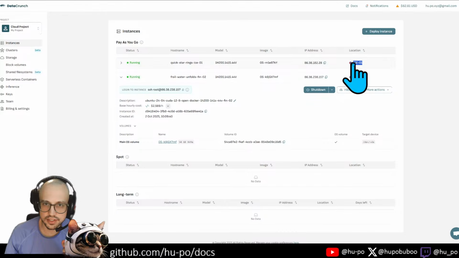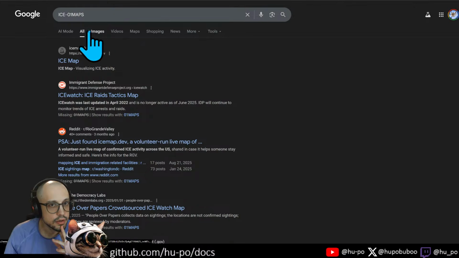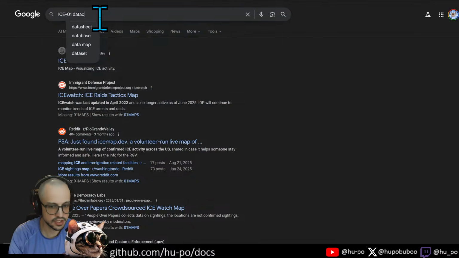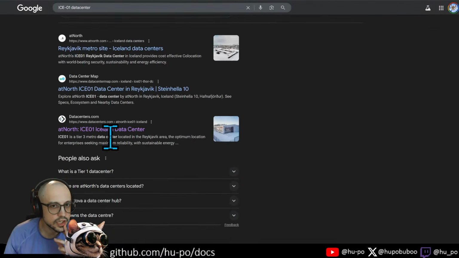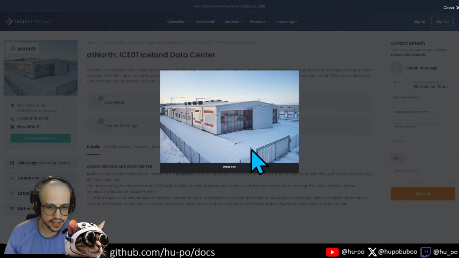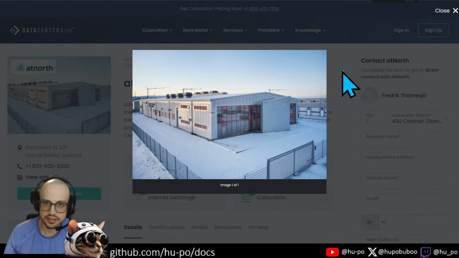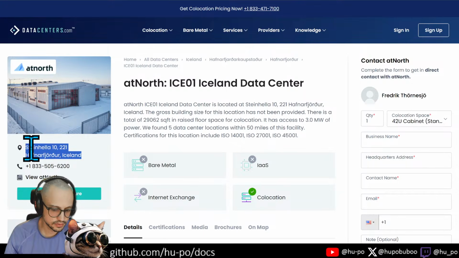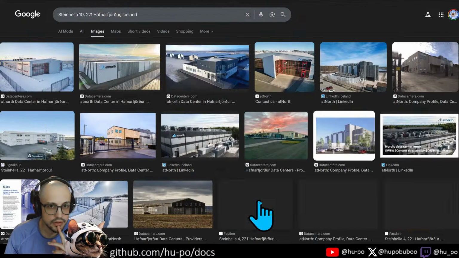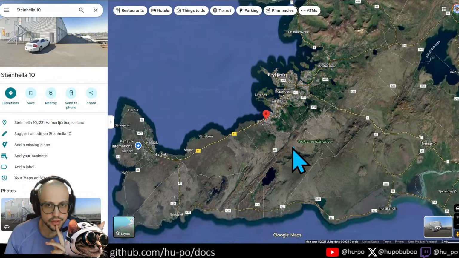Go into Iceland. Let's see actually where this is. ICE01. ICE01 data center. Here we go. It's a 3 megawatt data center. Look at that. It looks like some kind of Arctic research station. Looks pretty badass. Let's see. Is it by a volcano? No, it's not by a volcano.